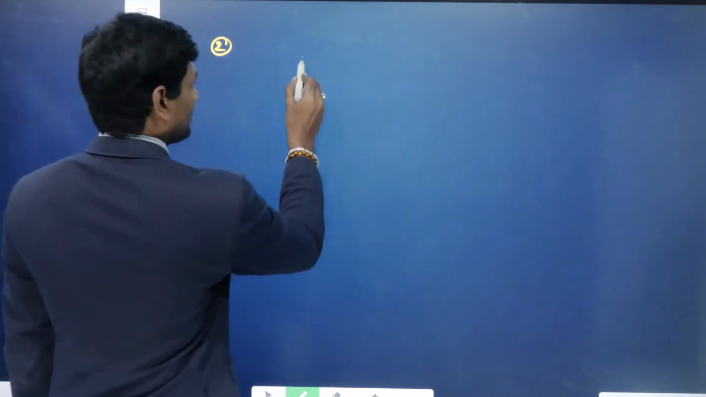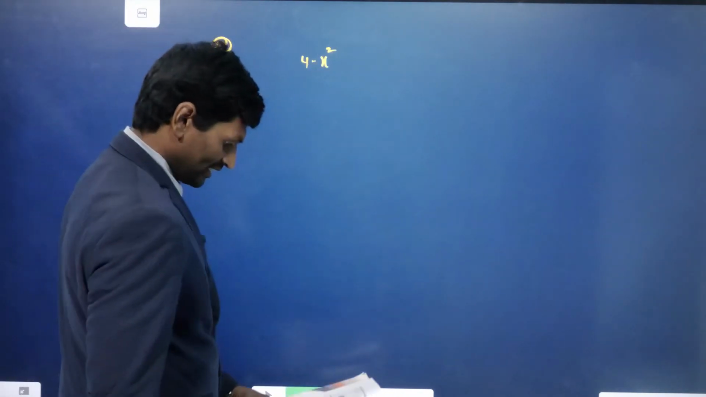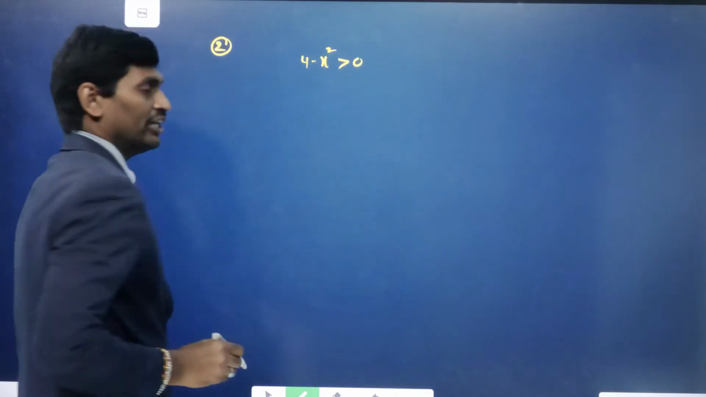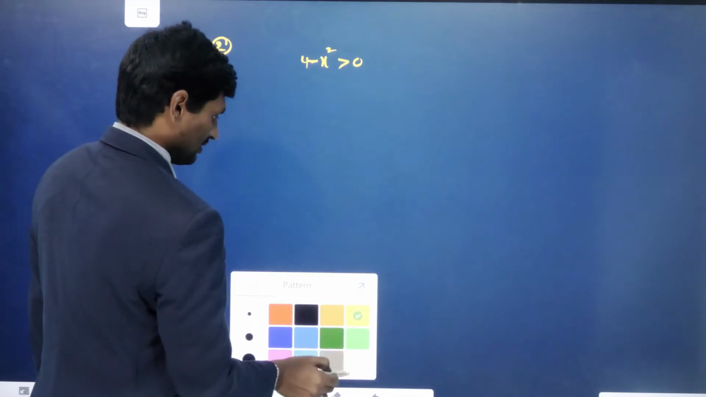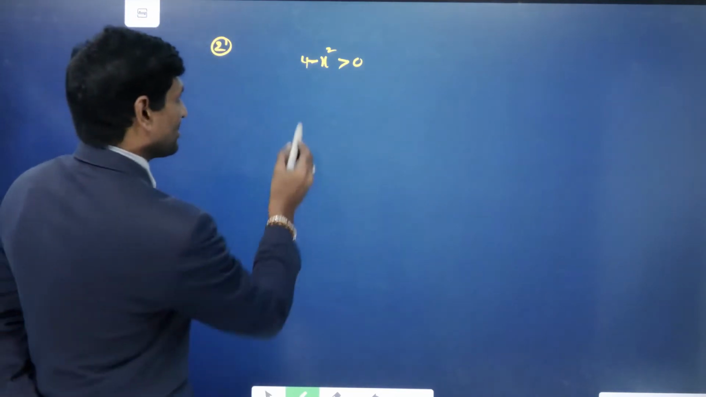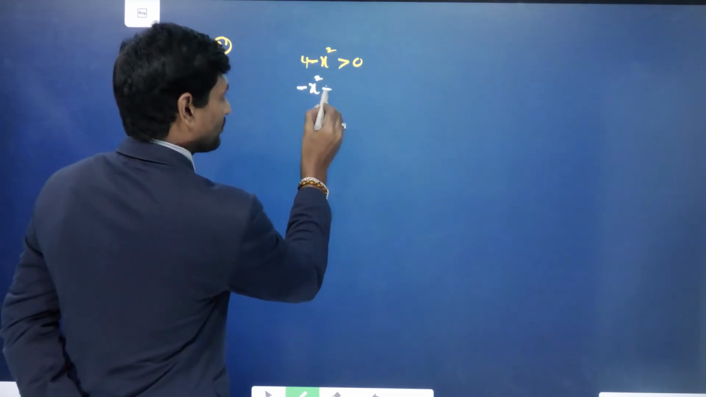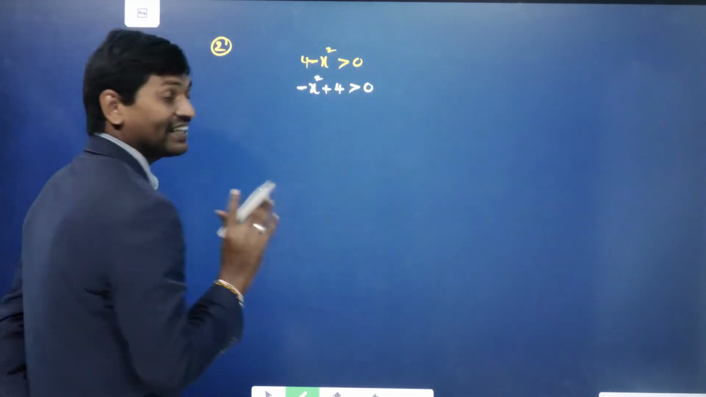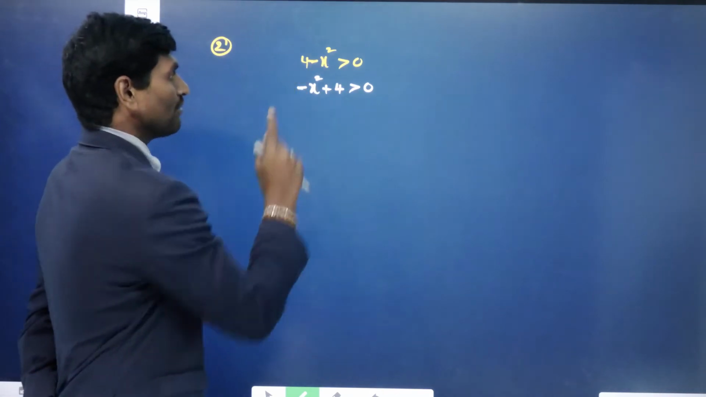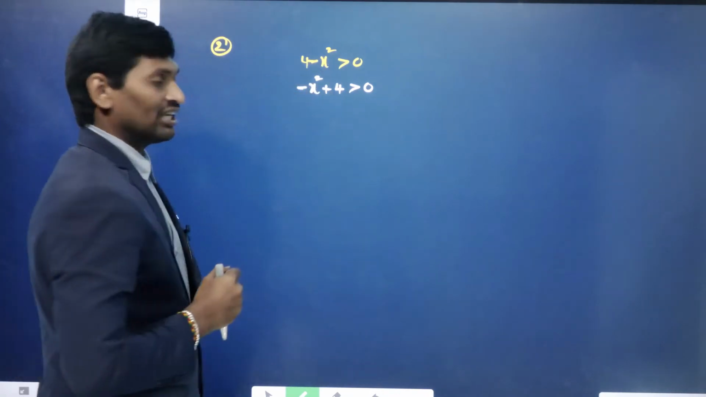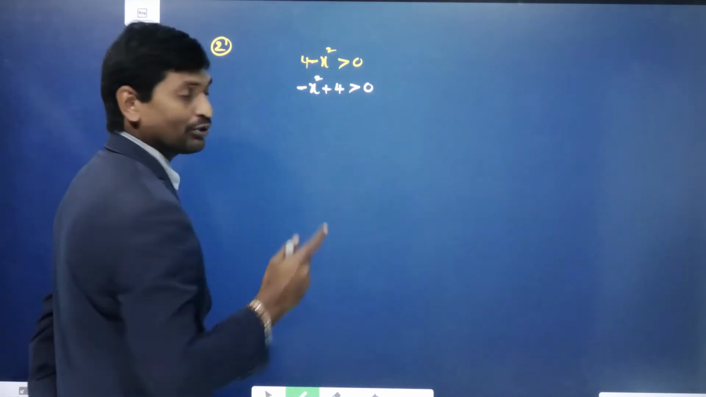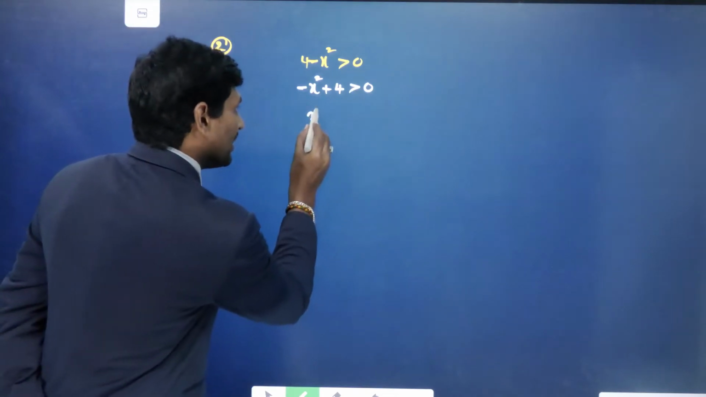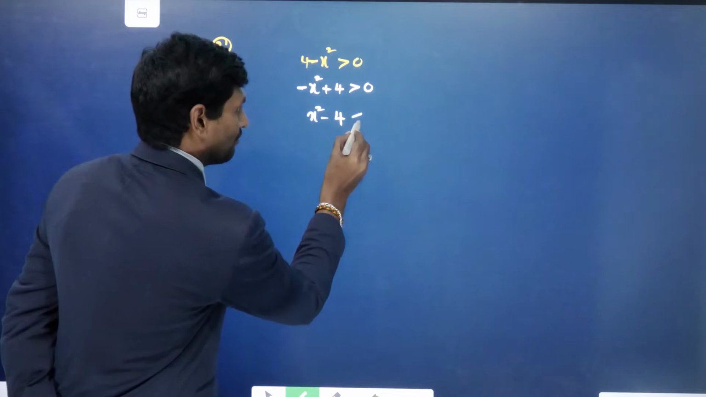Second one: solution for the set of 4 minus x square greater than 0. We need to identify the solution for this. Now let me write 4 minus x square as minus x square plus 4. I am not changing the sign of either term, 4 or x square. Here I have written minus x square first, then plus 4. Now I am multiplying the entire inequality by minus. This will be x square minus 4, and greater than becomes less than 0.